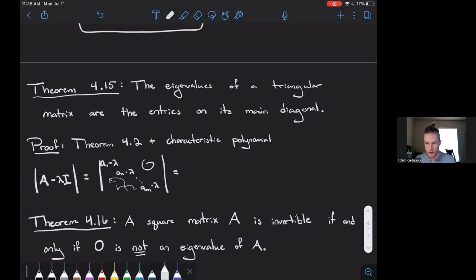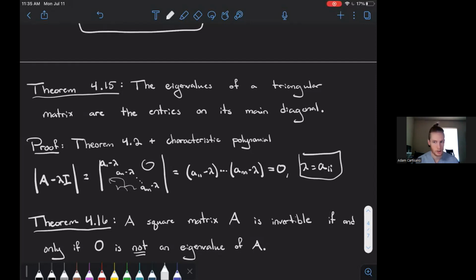By theorem 4.2, the determinant of this matrix is literally a11 minus lambda times all the way up to ann minus lambda. You want to set that equal to 0? Then what are the roots? It's just lambda equals aii, the diagonal entries. So the eigenvalues of a triangular matrix are just the diagonal entries. You can just read them off of the diagonal.